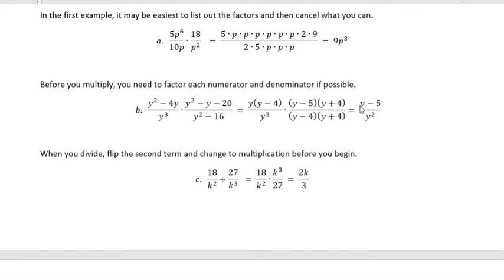And remember, we can't cancel anything out of this. You can't cancel part of a binomial. The whole thing or nothing. You can't go in and take pieces of it.